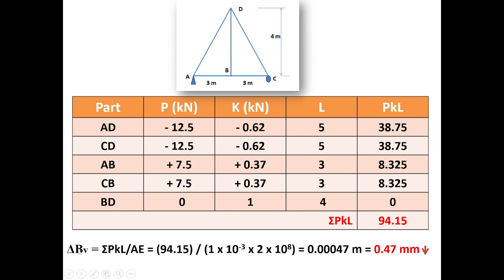And therefore delta BV as per unit load method or virtual work method is summation of PKL divided by AE, that is 94.15 divided by area, which is 1 into 10 raised to minus 3 meter square, and Young's modulus is 2 into 10 raised to 8 kilonewton per meter square. When I solve, I get 0.00047 meter, that is 0.47 mm in the downward direction.